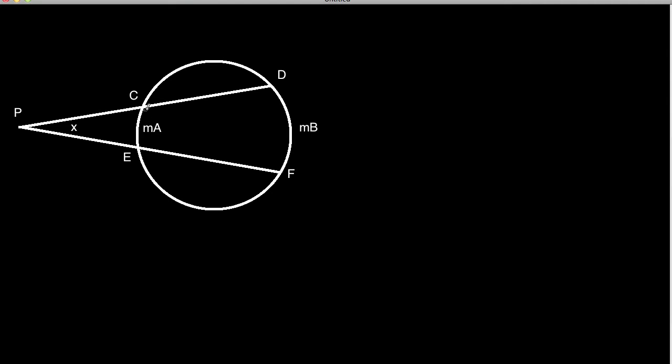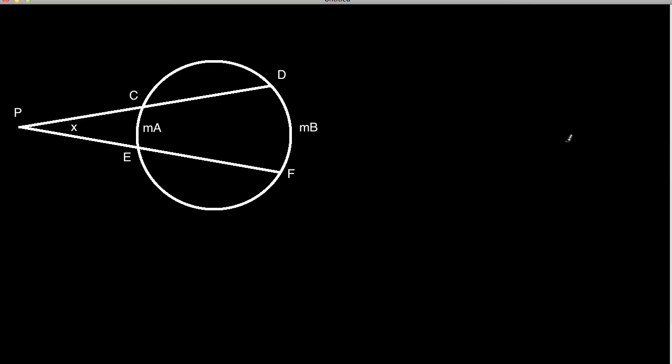So if we drew the central angle like this here, that would be the measure of the arc A. And here we have the measure of the arc B, which is this arc right in here. Again, if we drew the central angle, that would be the size of the central angle subtended by that arc. Well, it turns out that the size of angle x is directly related to the measure of this arc and the measure of that arc.